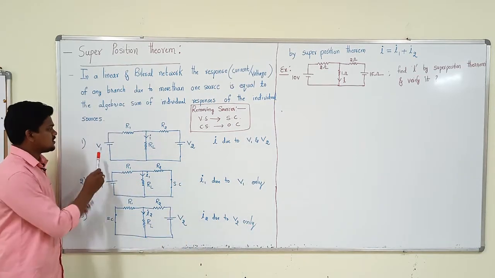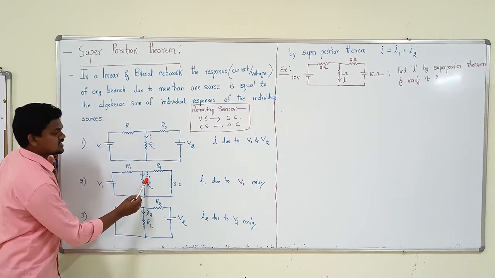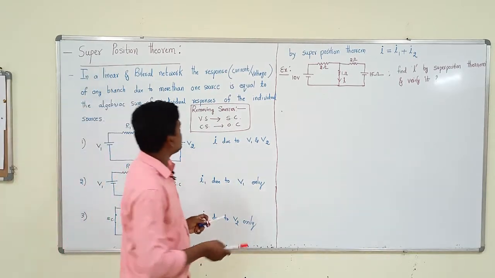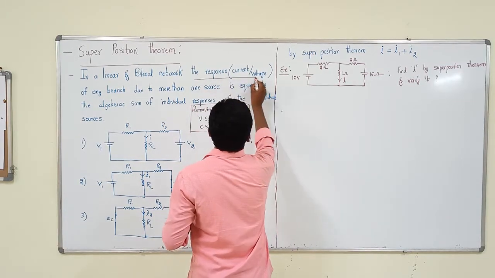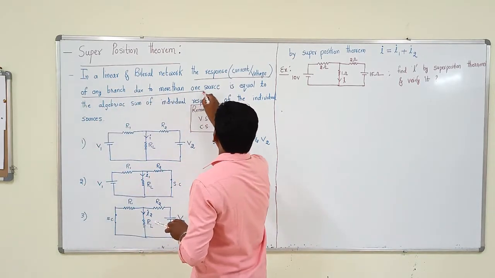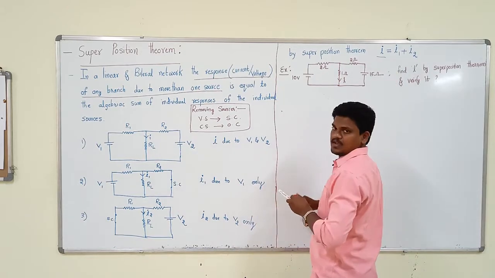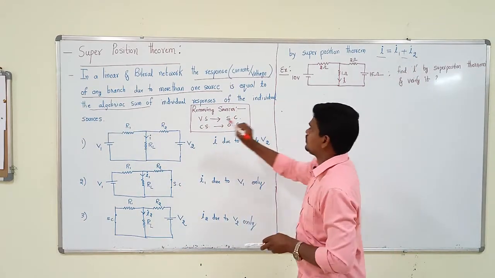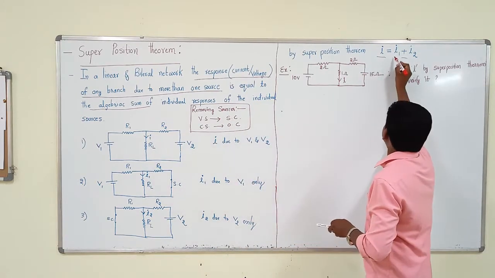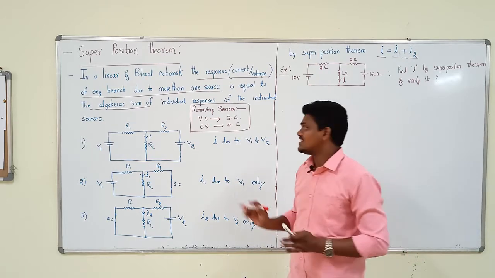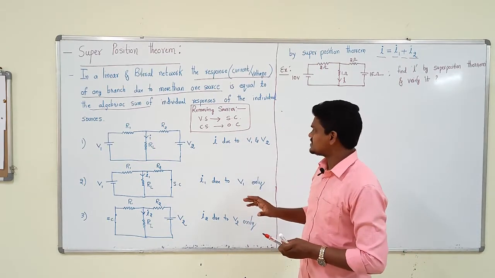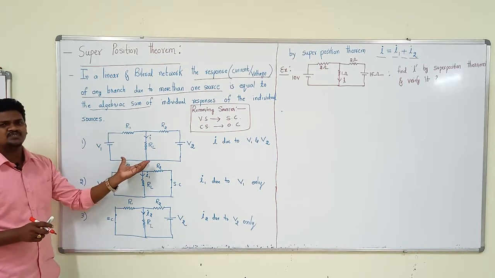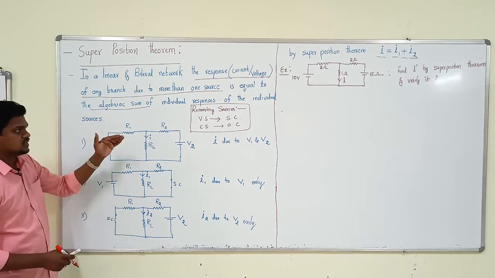So now we get three currents. First is due to two sources, second current is due to only the V1 source, third current is due to only the V2 source. So the superposition theorem states that the response, current or voltage of any branch due to more than one source, is I, and is equal to the algebraic sum of the individual responses of the individual sources. For the V1 source the response is I1, for the V2 source the response is I2. Understand? This represents the superposition theorem. That means in any network, with two sources acting at one time, the response will be equal to the sum of the individual responses. This is the superposition theorem.